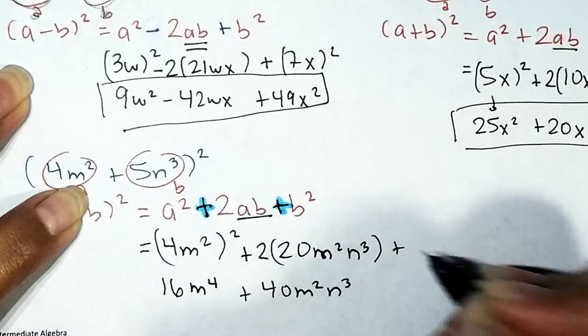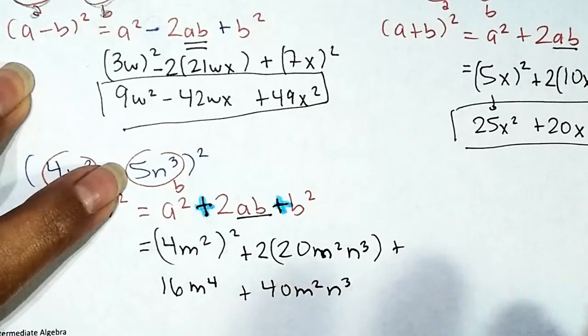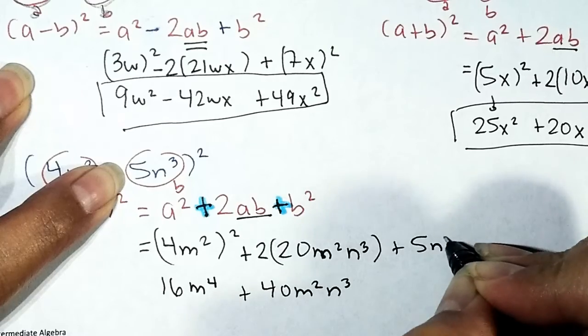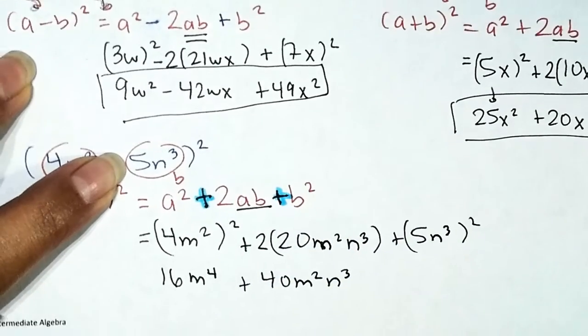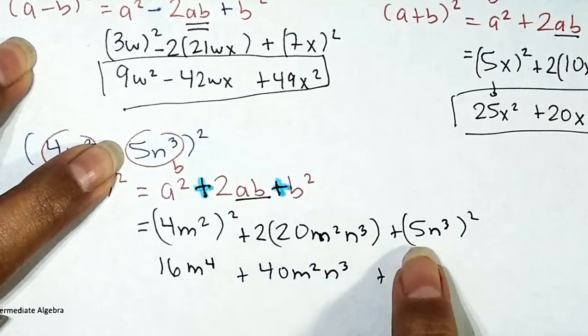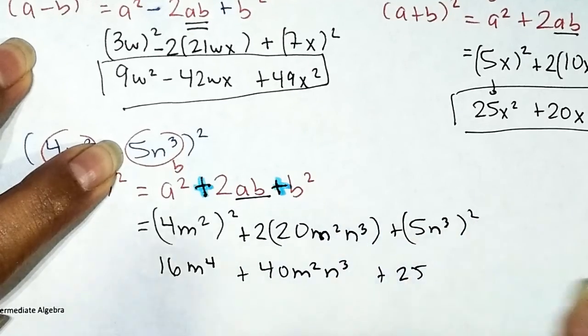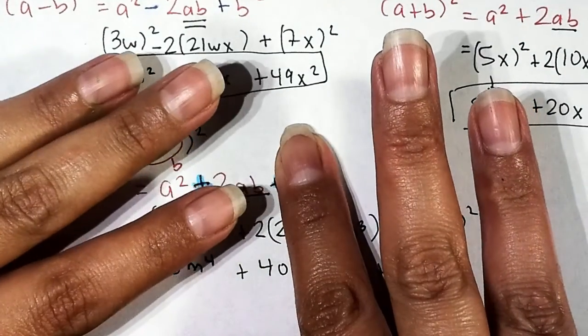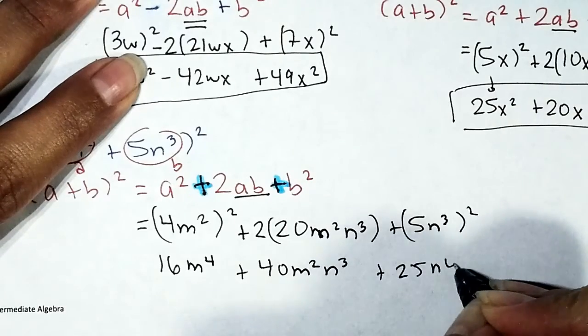Always positive, b squared. The square of 5n cubed. Brutal problems. So 5 times 5 is 25, and n cubed times another n cubed will give us n to the 6.